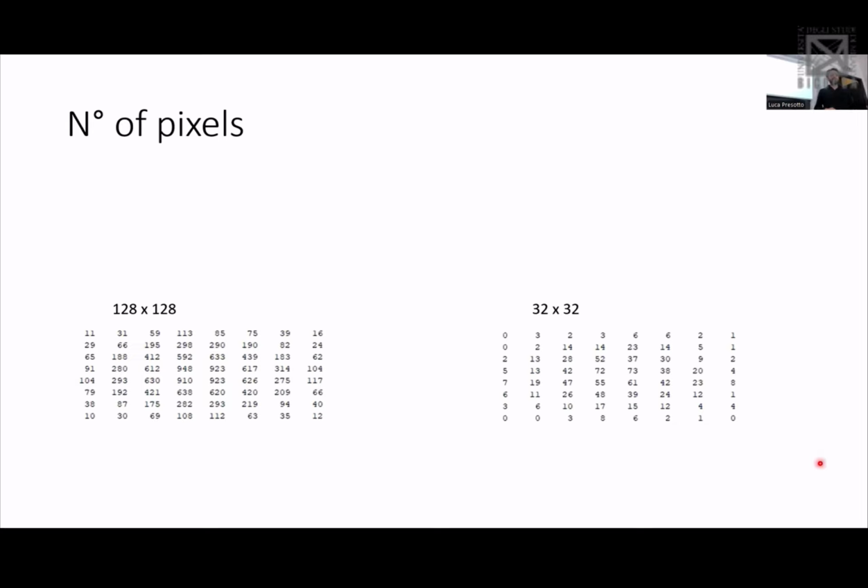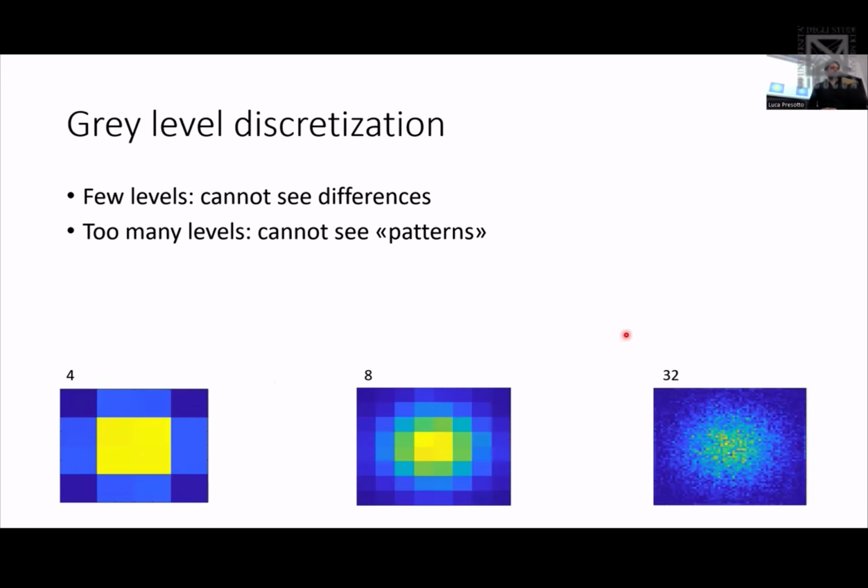Number of pixels, very simply: if you have more pixels in the input image, the numbers in the co-occurrence matrix will be higher because you have more entries. Gray level discretization: if you take 255 gray levels, and in CT actually there are more, you get a sparse matrix.